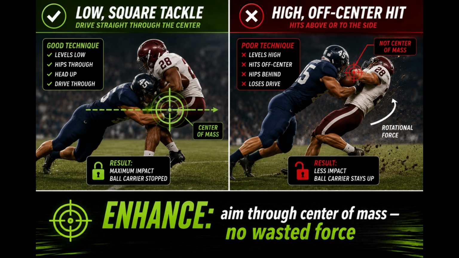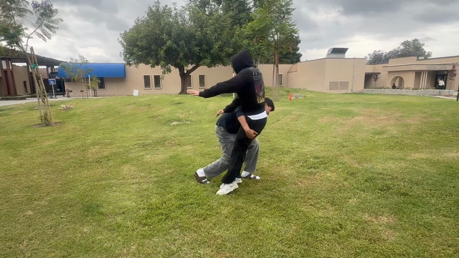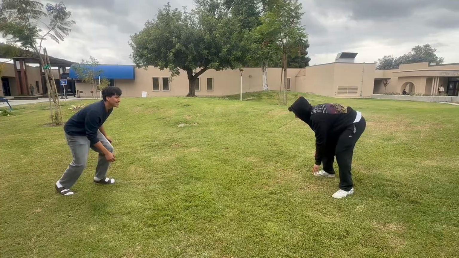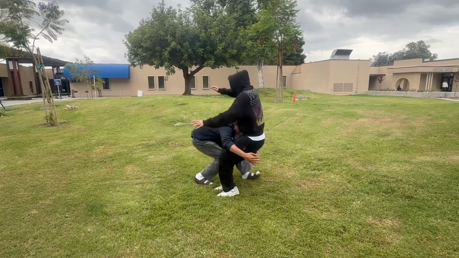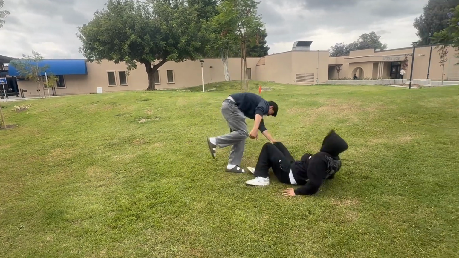Enhancement number 3, form. Hit low, square, and through the ball carrier's center of mass. Any force that's not lined up with their momentum vector gets wasted on rotation instead of stopping them.